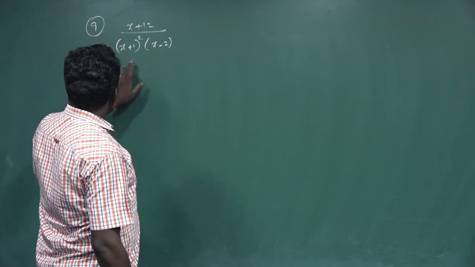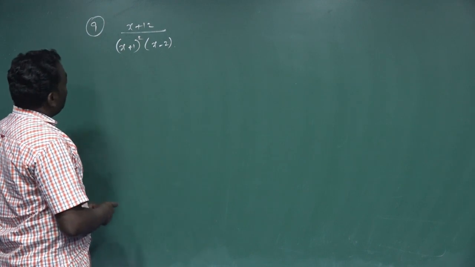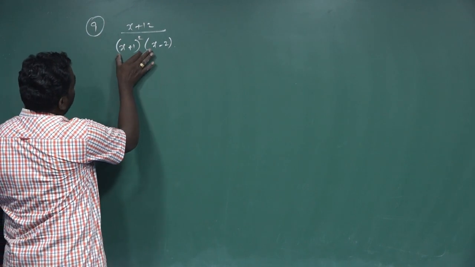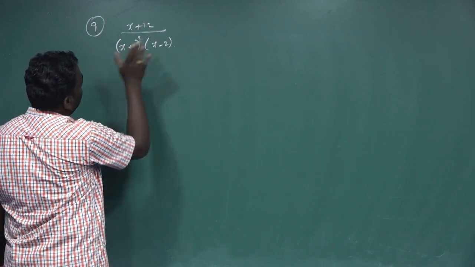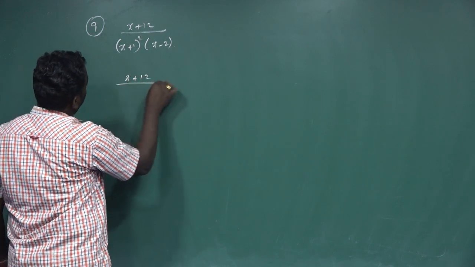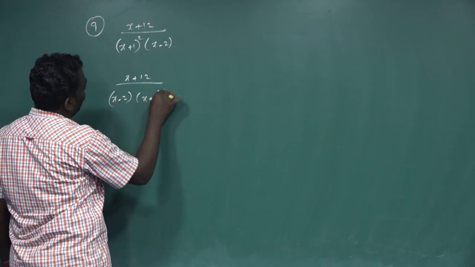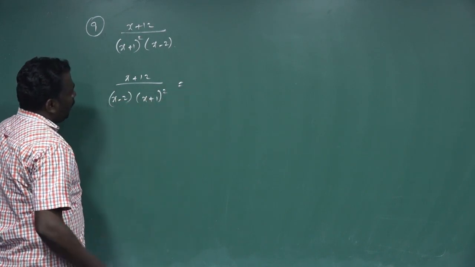x plus 12 by x plus 1 whole square into x minus 2. Now look at the denominator. One is a square factor, another one is a single factor. For this one we apply x plus 12 by x minus 2 into x plus 1 whole square. We can rewrite it with the denominator.